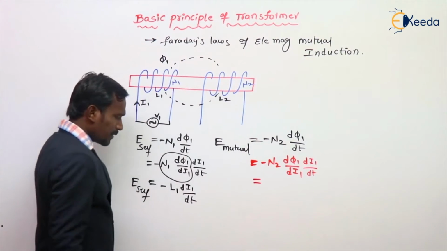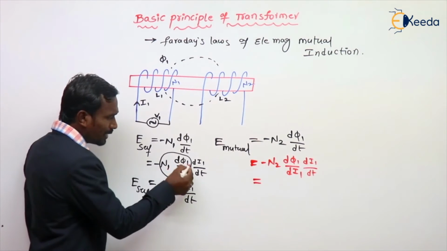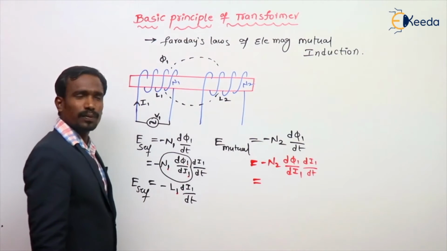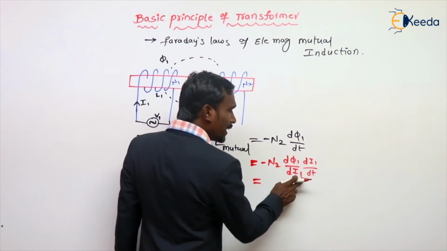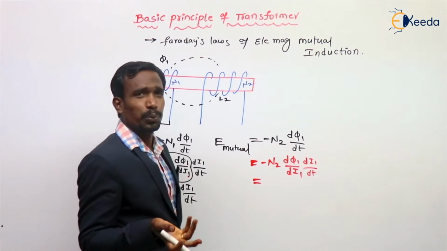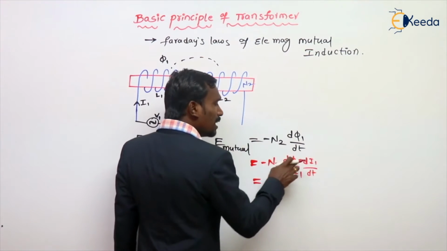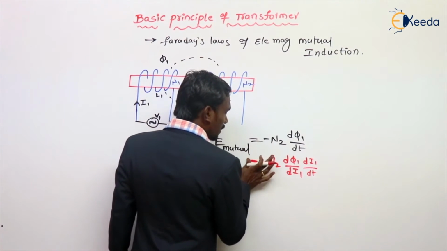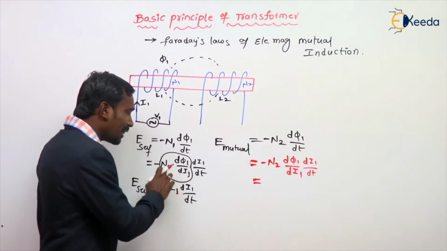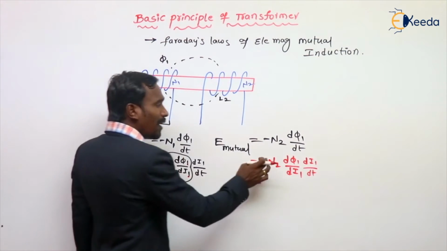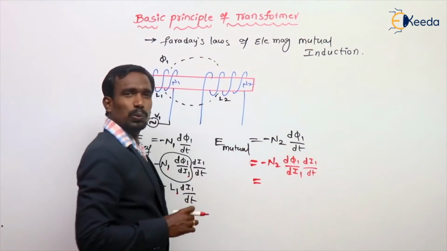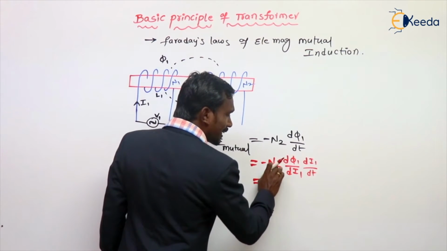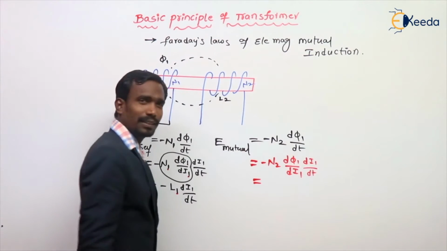But see here: N1, phi1, I1, that's why this is L1. If it is N2, phi2, I2, then it may be L2. But here N2 is there, while phi1 and I1 are of the primary. This is not clear, right? If all are ones, then L1. If all are twos, then L2. But here something is different: the second winding's term is mixed with two primary terms.